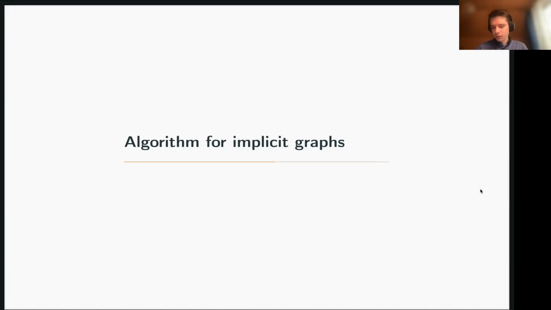And now what we want to do is adapt this algorithm for implicit graphs. By implicit graphs, I mean graphs, for example geometric intersection graphs, where we don't have the edge set explicitly given. In the case of geometric graphs, we have objects in the plane, and the edges are defined implicitly based on these objects: we have an edge if there is an intersection.